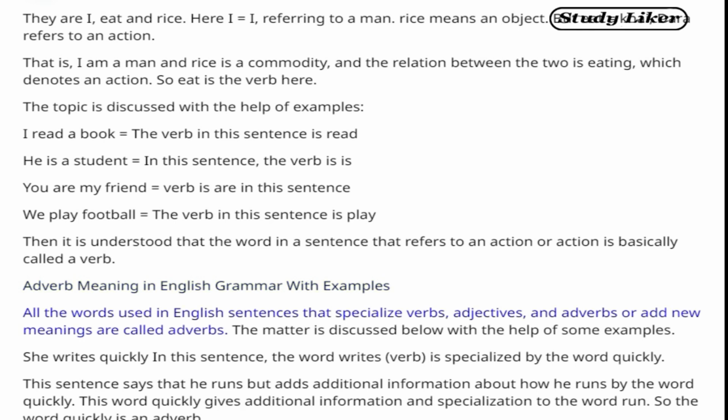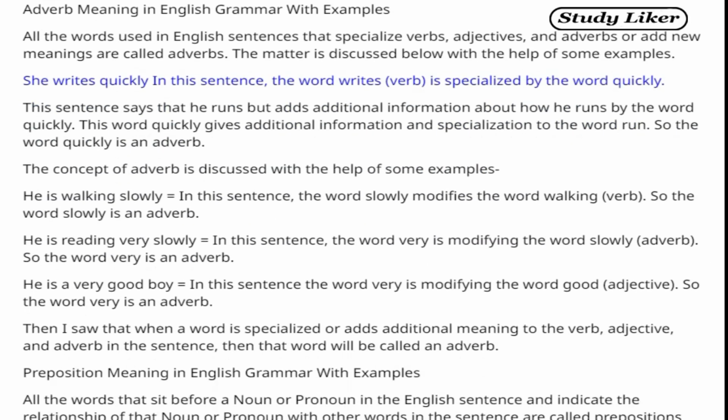All the words used in English sentences that specialize verbs, adjectives, and adverbs or add new meanings are called adverbs. The matter is discussed below with the help of some examples. She writes quickly. In the sentence, the word writes, a verb, is specialized by the word quickly. This sentence says that she writes but adds additional information about how she writes by the word quickly. This word quickly gives additional information and specialization to the word writes. So the word quickly is an adverb.